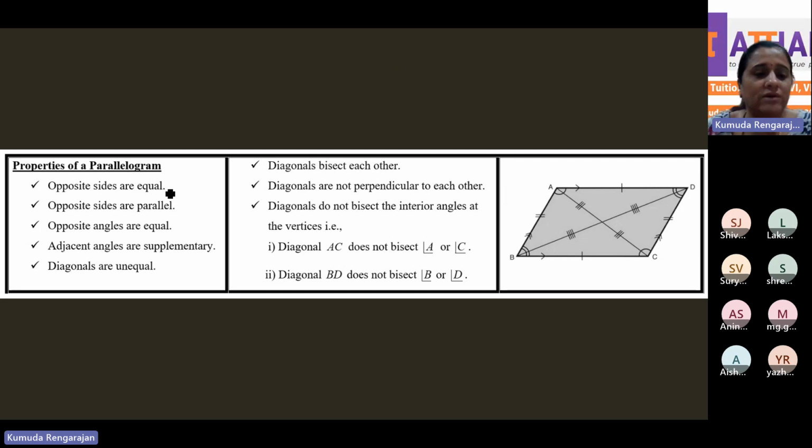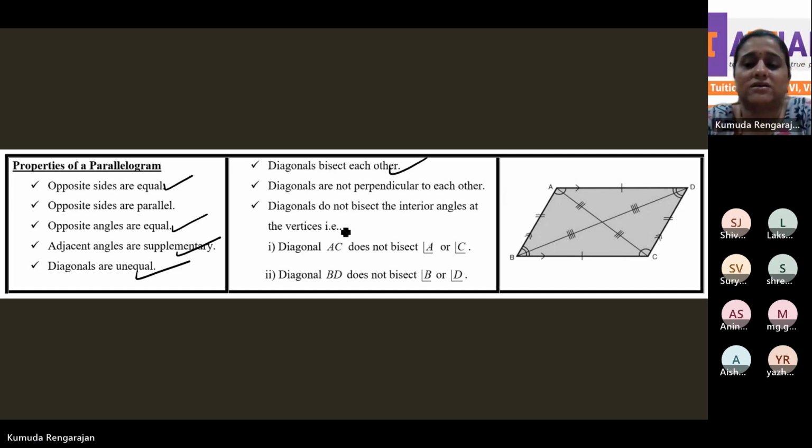So properties of a parallelogram: opposite sides equal, opposite angles equal, adjacent angles supplementary, diagonals unequal, diagonals bisect each other. Diagonals bisect each other meaning one diagonal cuts the other diagonal into 2 equal pieces. They bisect each other meaning one cuts the other into 2 equal pieces, and the other cuts the first one into 2 equal pieces. So that means diagonals bisect one another. The diagonals bisect each other, but the diagonals are not equal.